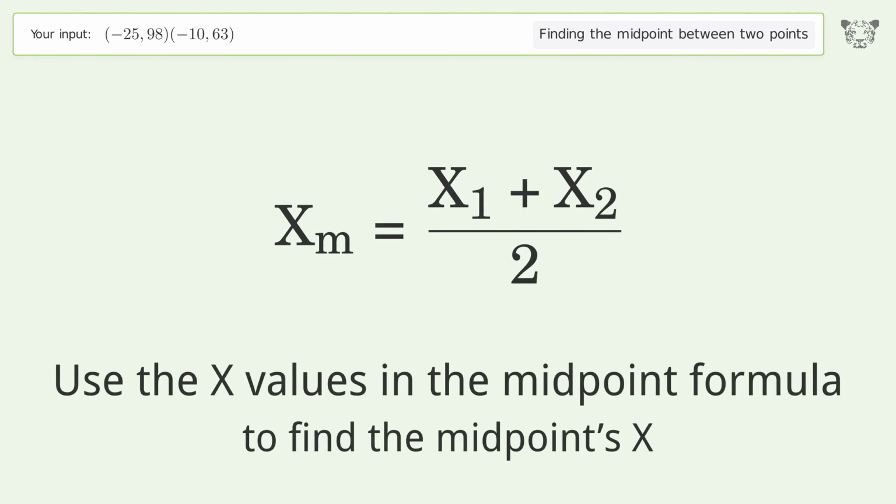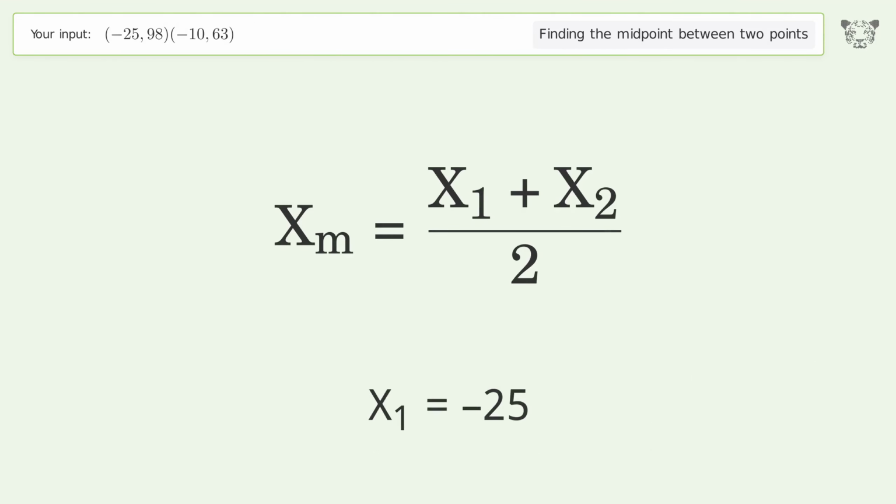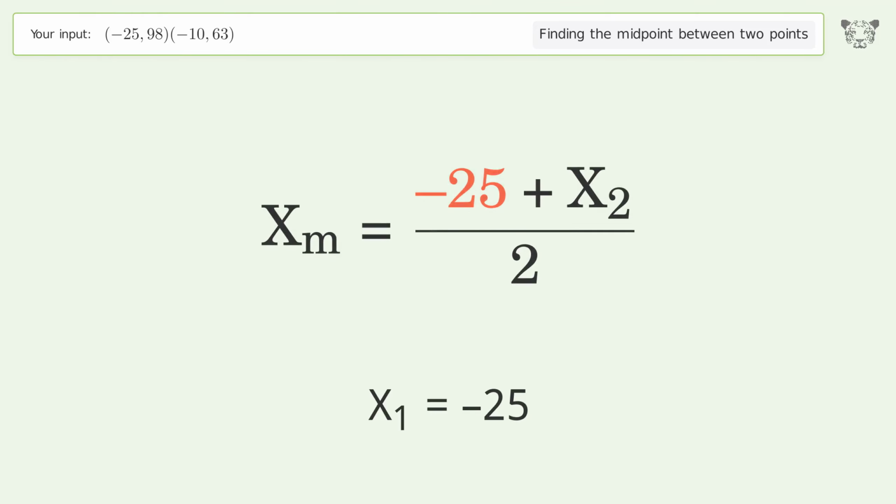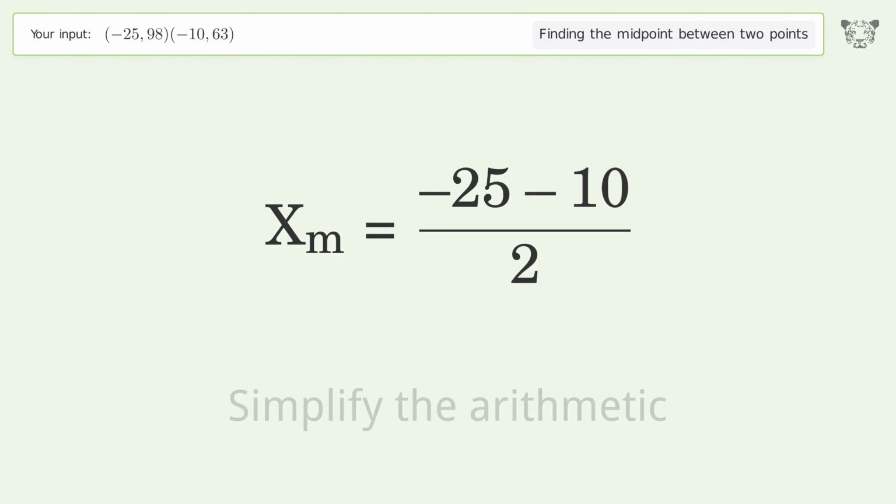Use the x values in the midpoint formula to find the midpoint's x. x1 equals negative 25. x2 equals negative 10. Simplify the arithmetic.